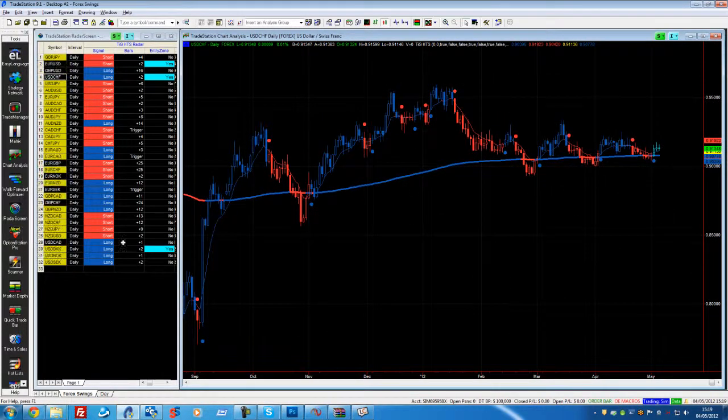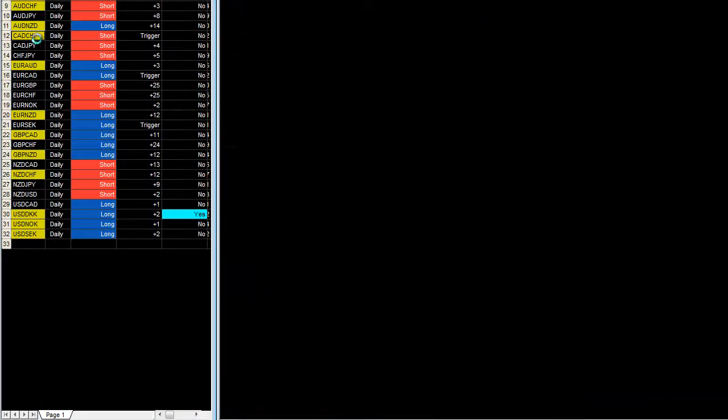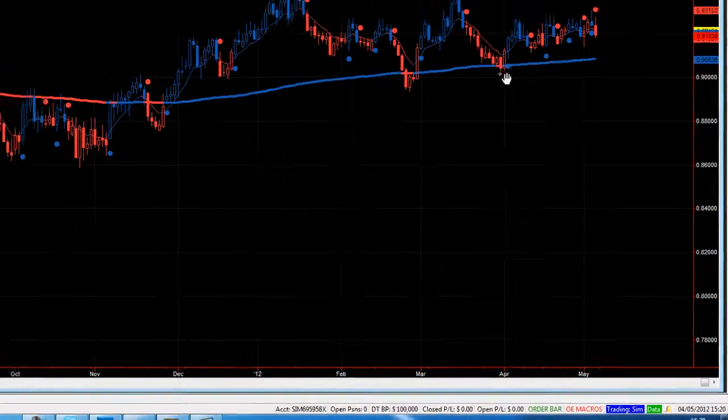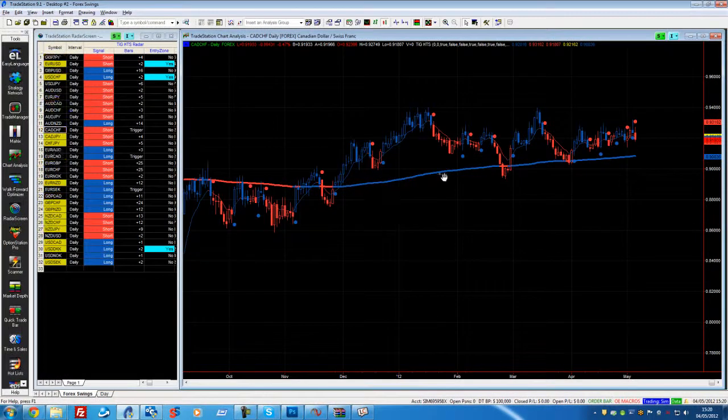Okay, so some more here. We've got triggers setting up as well. These are things you might want to note down. So here we've got the CAD CHF with a trigger bar going short. Now, I would probably wait until we break below the resistance here to be taking any shorts, because I can see it just doing what it's done here and just bouncing off this blue line, the 200 EMA. Okay, but that is something to note down, to look at.